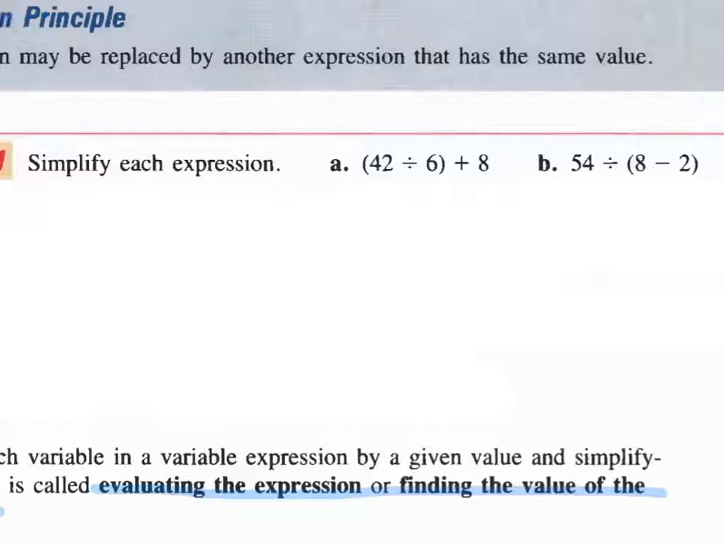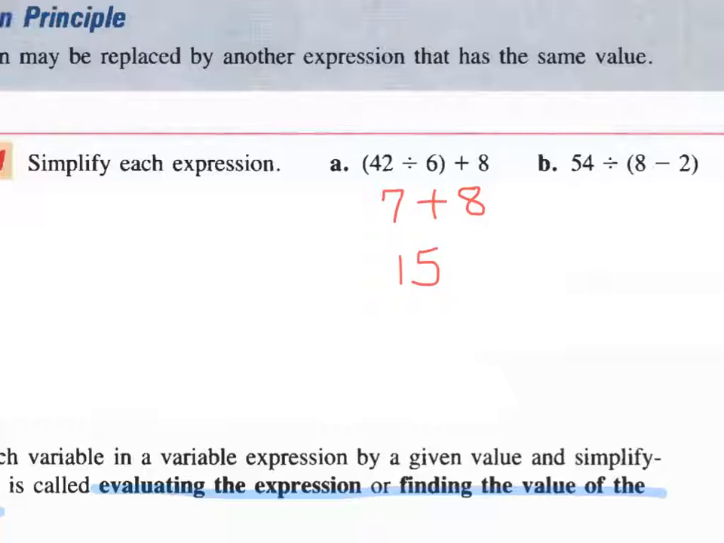And what is the first thing I'm going to evaluate here? Which part of it? 42 divided by 6 because they're in parentheses. Perfect. And what's 42 divided by 6? Anybody know? 7. So what I'll do is, I like to do this step by step. I'll do 42 divided by 6 and get 7. Then I'm going to drop down the rest of my problem. And then I know that 7 plus 8 is 15.